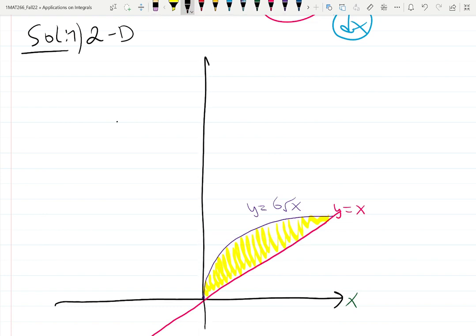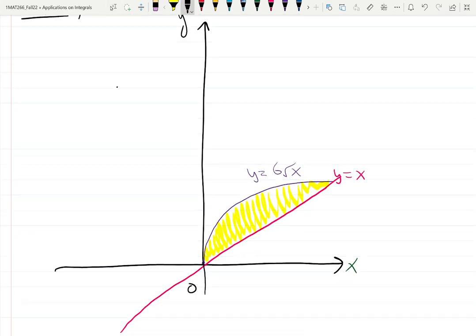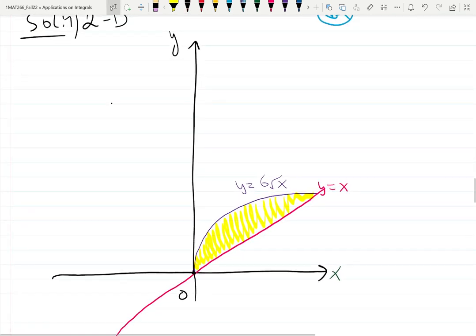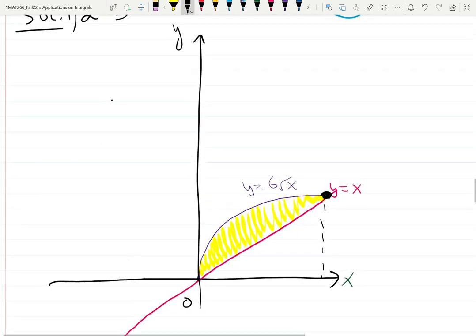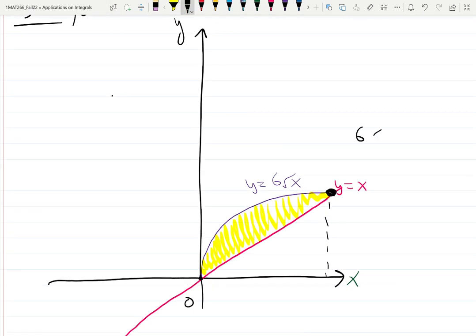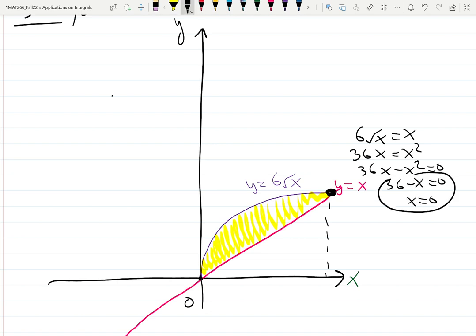So I'm going to draw the y-axis quite high. How to know? Who can guess? The two curves intersect lower than 36. What's this number? Can you figure it out? This point of intersection: 6 square root of x equals x. Squaring, 36x equals x squared. 36x minus x squared equals 0. Factor out: x times (36 minus x) equals 0, so x equals 0 and x equals 36. So you have 2 points of intersection, 0 and 36.